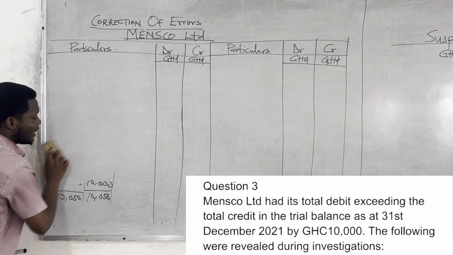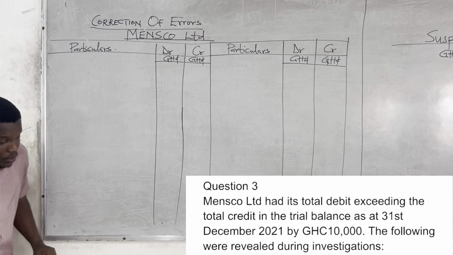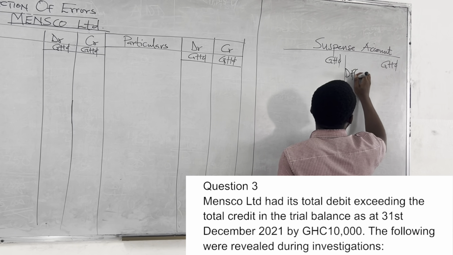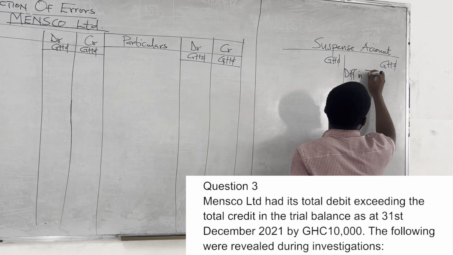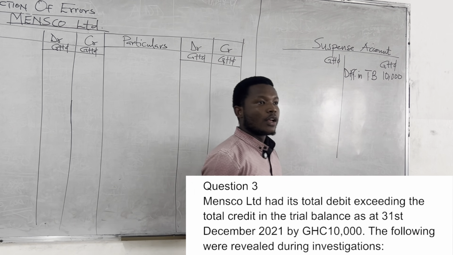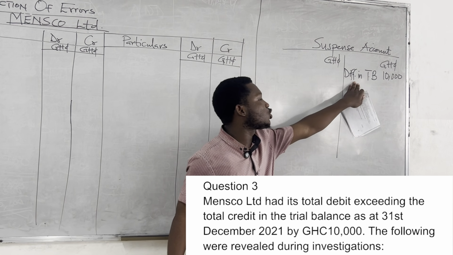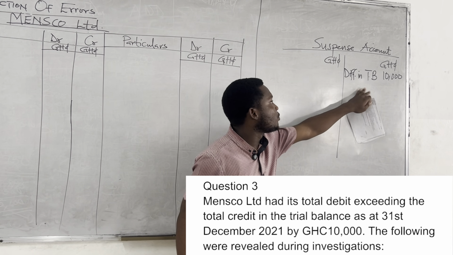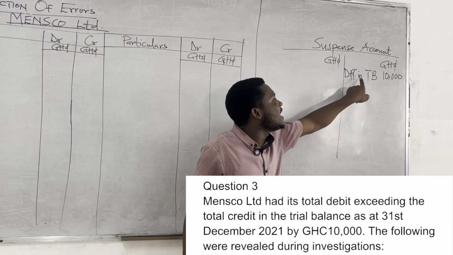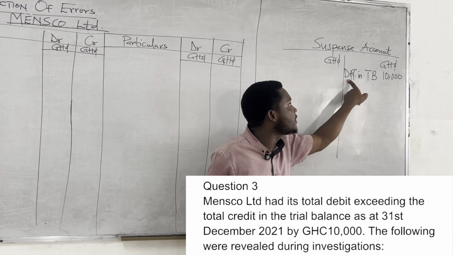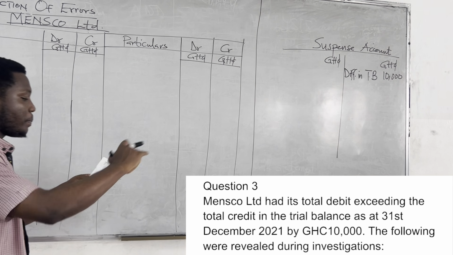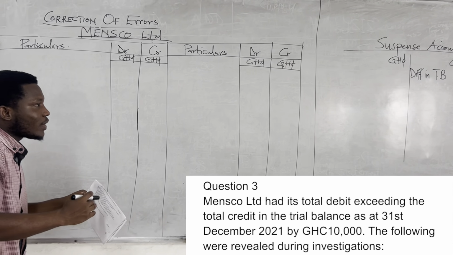So at the credit side of the suspense account, you come and then you do your difference in trial balance, which is 10,000. Please, when you go to the exam, don't write this shortcut for the examiner. Because of space, that's why I have written it like this. So this one is difference in trial balance, which is the 10,000. So I'm done with the preamble. So let's come to the question itself.